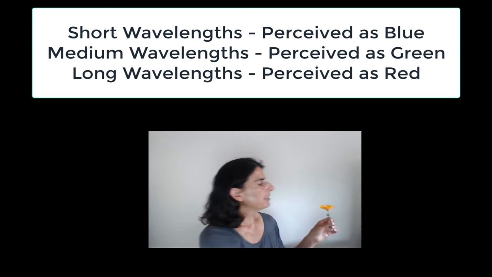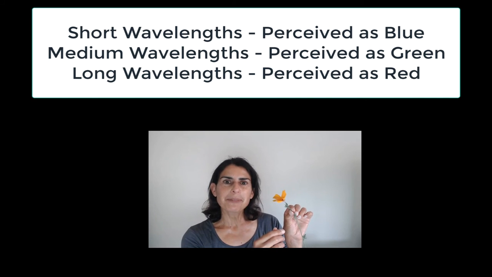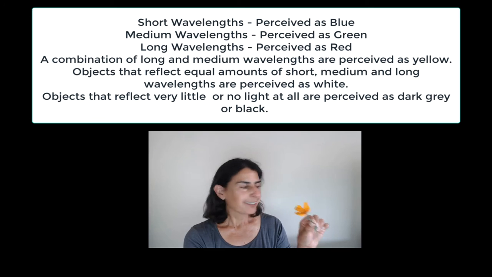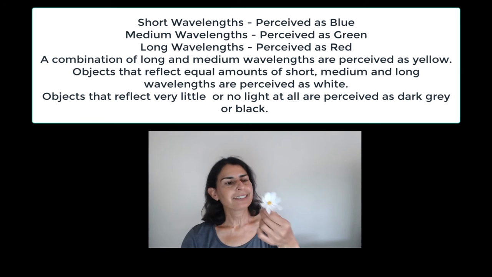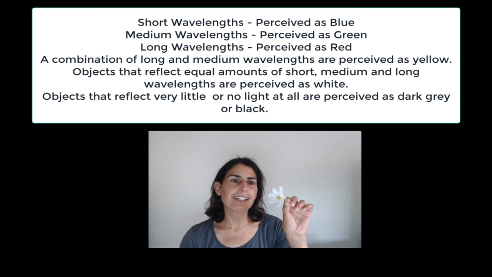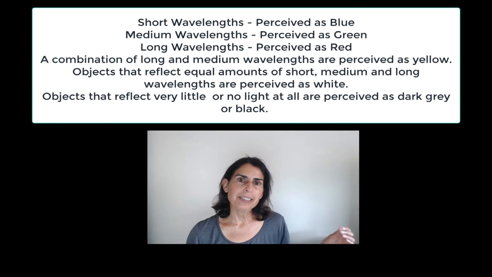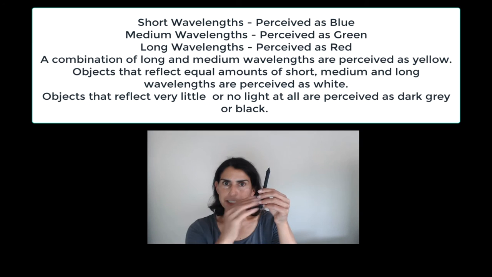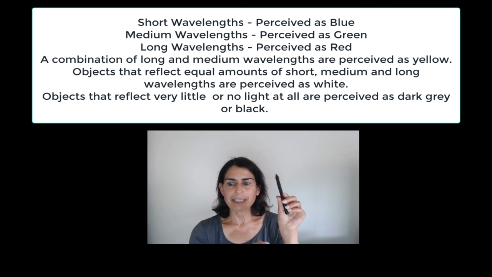Some colors, like this orangish yellow of the poppy, are a combination of more than one wavelength. And white is a combination of all wavelengths, short, medium, and long, in approximately equal quantities. And black would be very little light reflecting off of an object at equal levels. So just almost all of the light is being absorbed by this black pen.